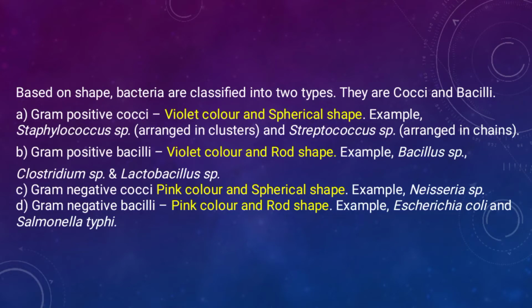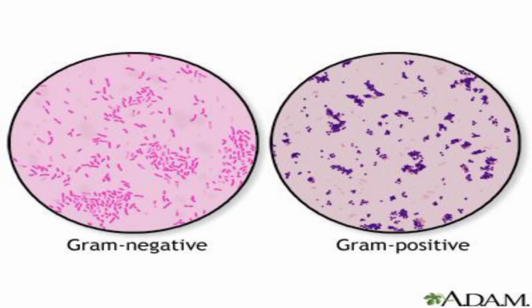Gram-negative bacilli, pink color and rod shape. Example: Escherichia coli and Salmonella typhi. Gram-negative in pink color and gram-positive in violet color.